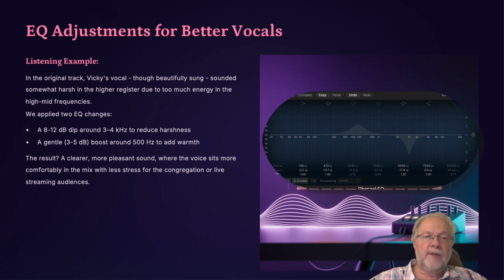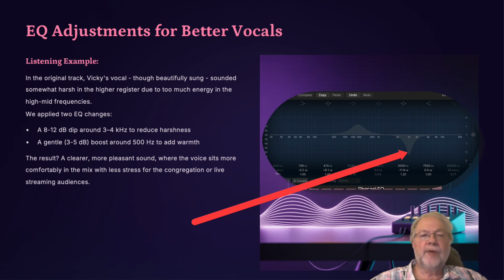So, in this recording, we've tried to modify that by applying two EQ changes. One at the high end, an 8 to 12 decibel dip. Don't worry about the technicalities there. That's quite a significant dip to reduce the frequency components in the 3 to 4 kilohertz range, and that is aimed specifically to reduce harshness and help bring a smoother sound.